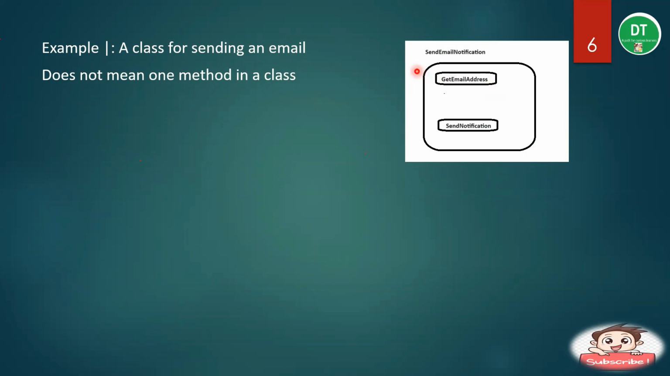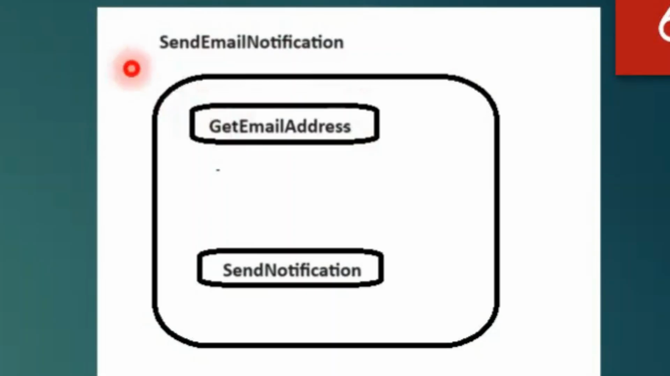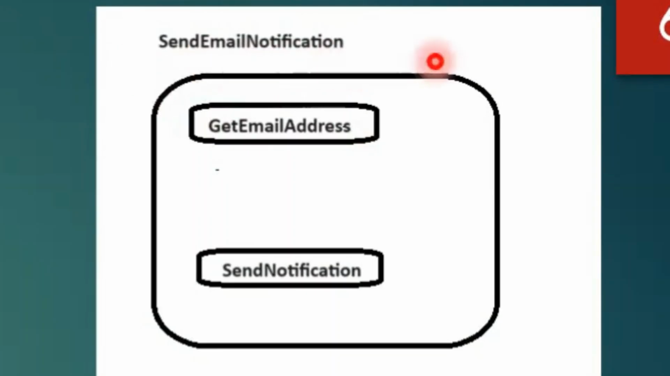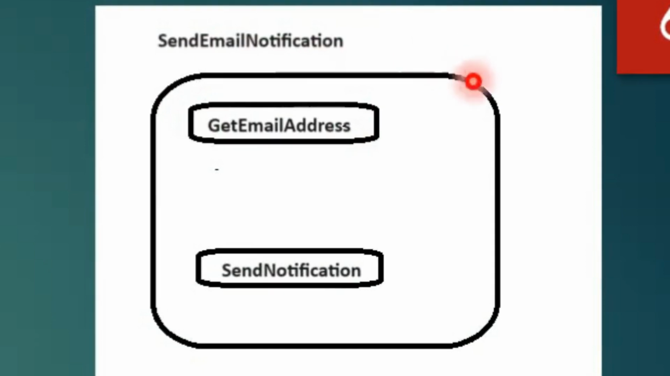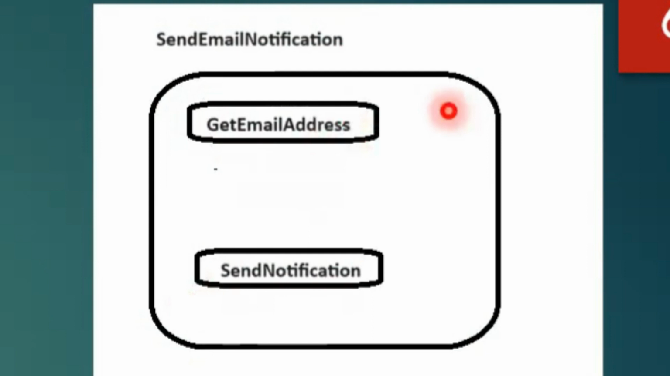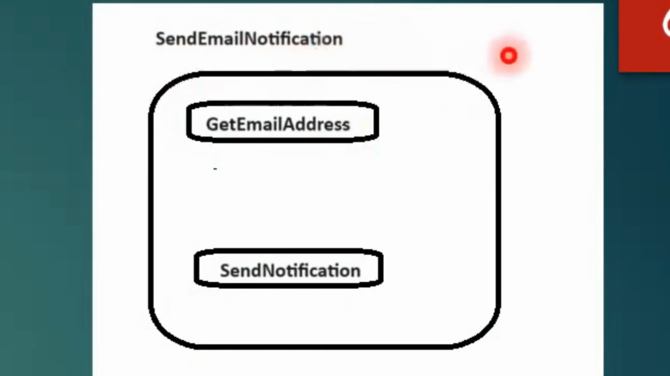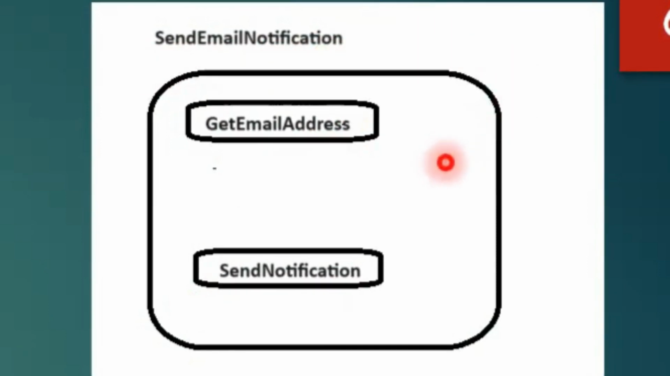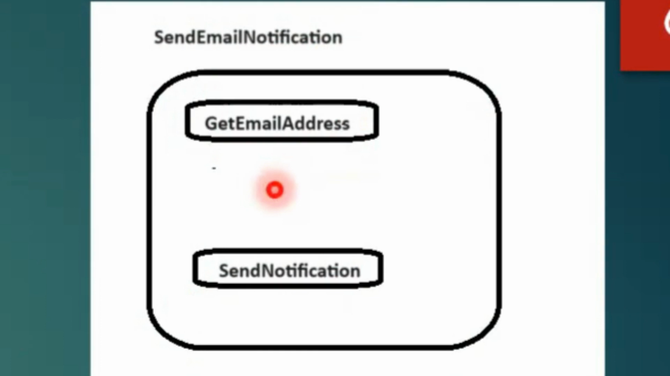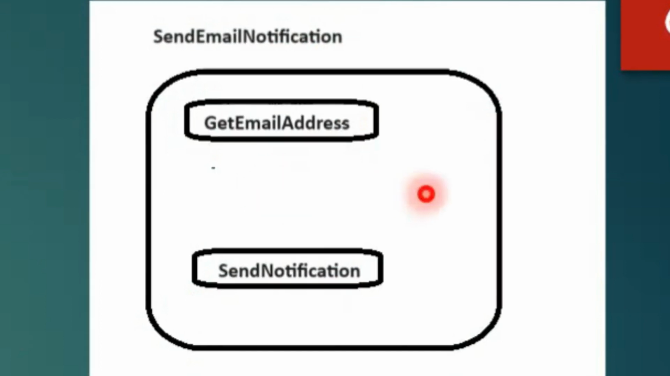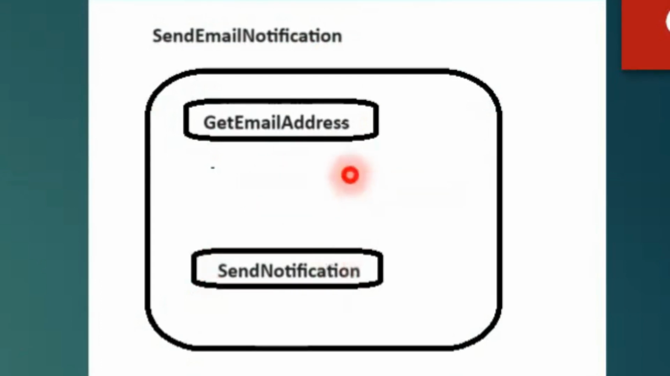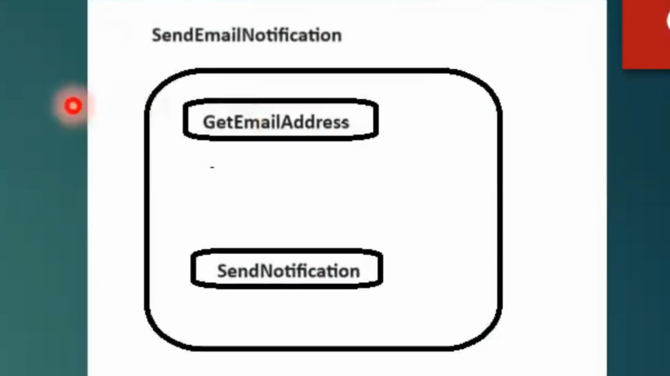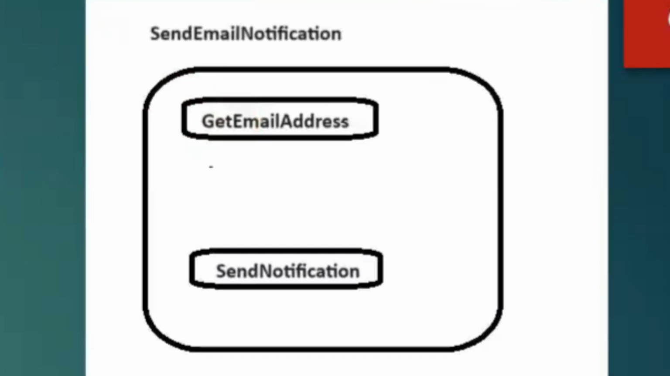In the figure here, you can see that I'm having one class, SendEmailNotification, and in this class I have two methods: GetEmailAddress and SendNotification. This SendEmailNotification class is used only for sending email notifications. Any other responsibility, like calculating the marks of the students or getting the grade, is not present here. So this class is following the single responsibility principle as it has only one functionality.